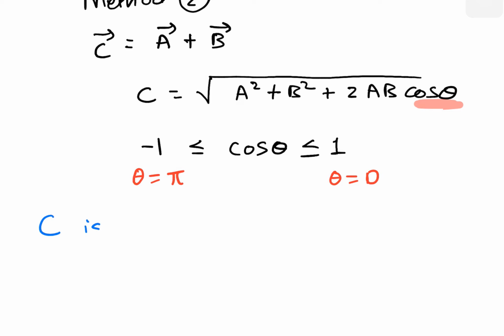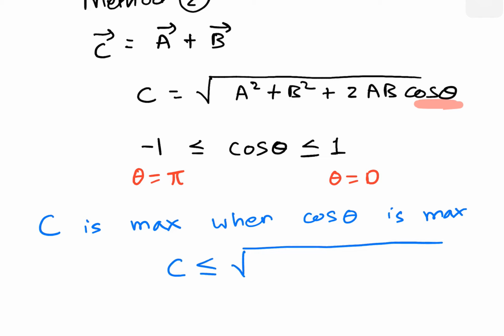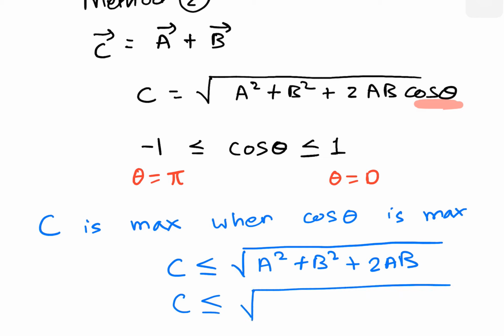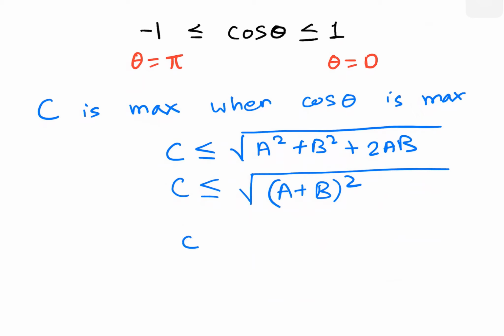So C is maximum when cos theta is maximum. So we could say that C will be less than equal to under root of a square plus b square plus 2ab. Now the maximum value of cos theta over here will be 1. So we are left with only 2ab. Then C is less than equal to under root of, now this a square plus b square plus 2ab will be equal to a plus b whole square. So we get C less than equal to a plus b.